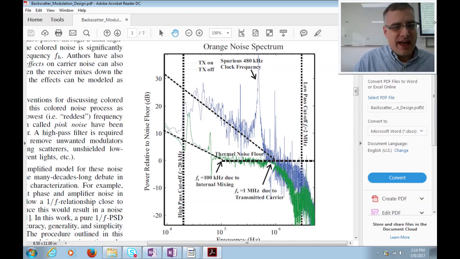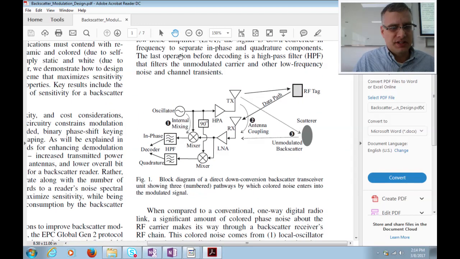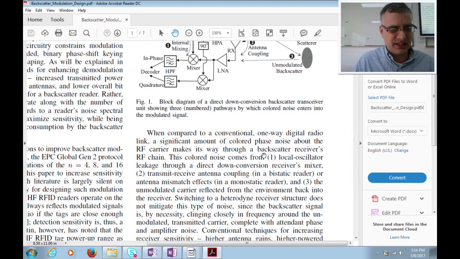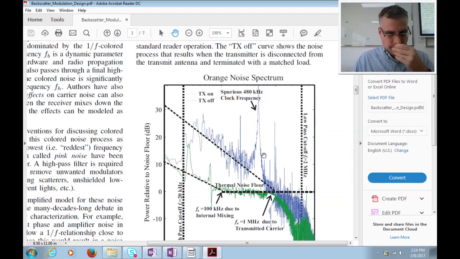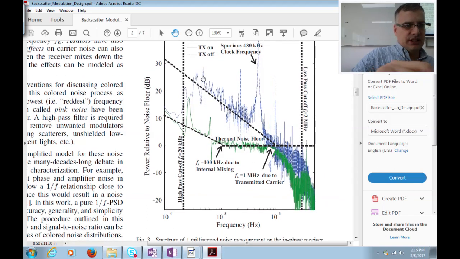And what I have here is a capture of some actual data from a receiver of the same type that we diagrammed earlier, with antenna coupling, backscatter signal reflecting in here, internal mixing, all producing two measured noise spectra. It's kind of interesting. This data was taken at 5.8 gigahertz, so it's up at the microwave frequency bands. There are two noise captures taken here. First of all, this is plotted on a log-log axis. I have dB relative to noise floor on the vertical axis, and then the logarithmic frequency.